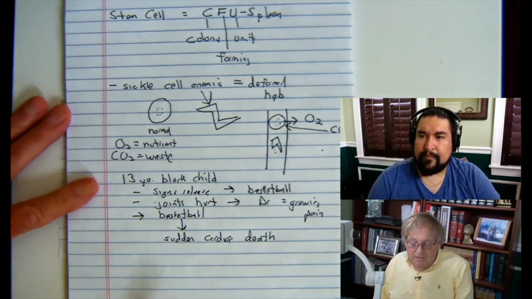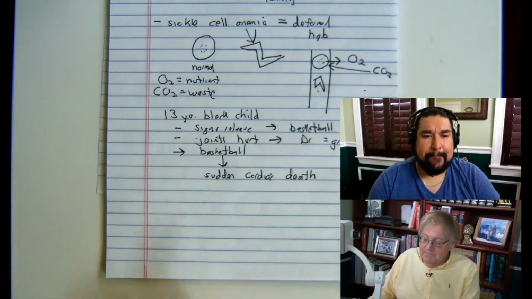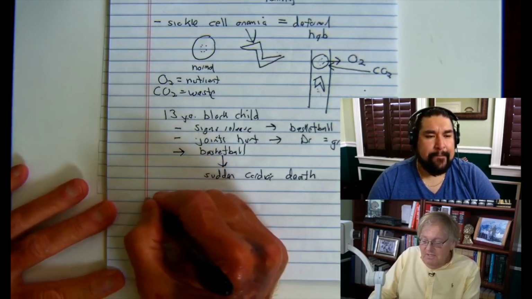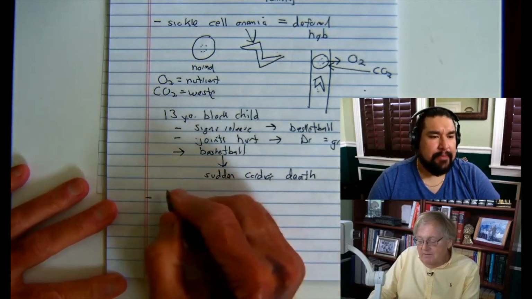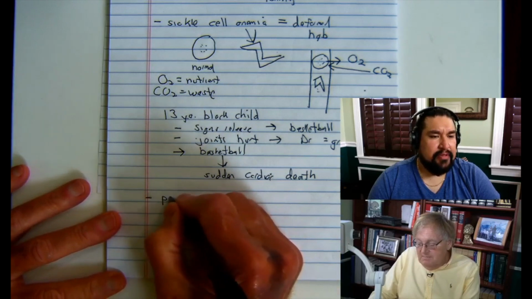And of course, the other thing you should remember is that there are a lot of different types of anemias. So the other anemia I would think you'd want to remember is going to be called pernicious anemia.